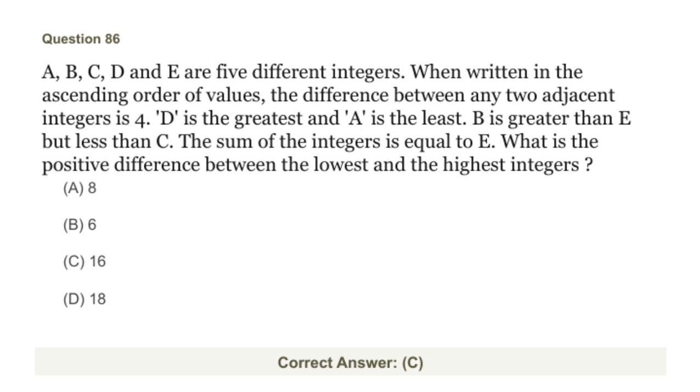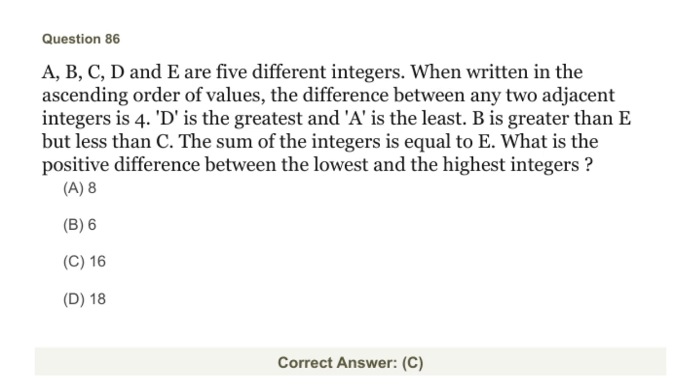Let's think differently. Since d is the greatest and a is the least, and the differences between adjacent integers are 4, the sequence must be a plus 4, a plus 8, a plus 12, a plus 16. In this case, a is the smallest, d is the largest, being a plus 16. Now, the condition that b is greater than e, but less than c, suggests that b and e are 2 of the middle numbers, not necessarily in that order in the sequence. Given that, and that the sum of all integers equals e, perhaps e is the middle number.